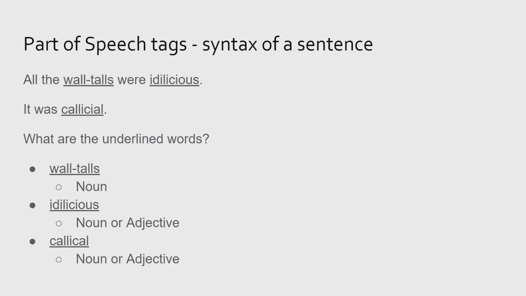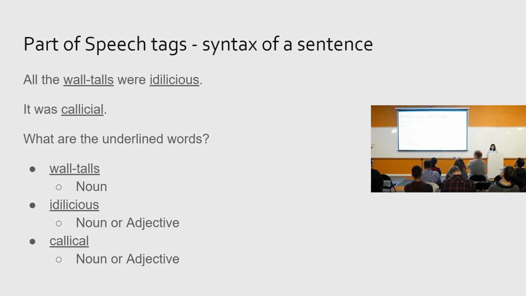Here are some ways in which we can get a machine to do that. These underlined words are some weird words which don't exist. But based on the context, "all the Waltals were delicious." What do you think Waltals is? Is it a noun? Is it a verb? Or is it an adjective? Noun, because it sounds like a noun, it looks like a noun. How about delicious? Adjective or maybe noun.